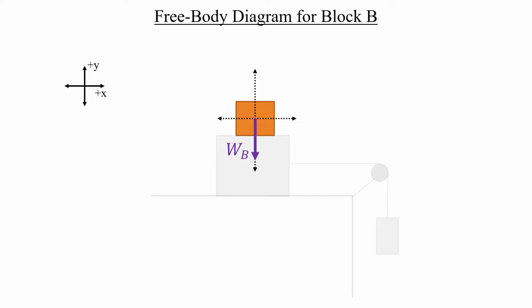We have block A, from block B's perspective, now pushing up on block B, preventing it from falling through the table. So we can represent this as the normal force of block A pushing up on block B. And this is going to be the equal and opposite vector to the normal force of B acting on A, as we'll see in a little bit here. And that's it for the vertical direction for block B. What about in the horizontal direction?